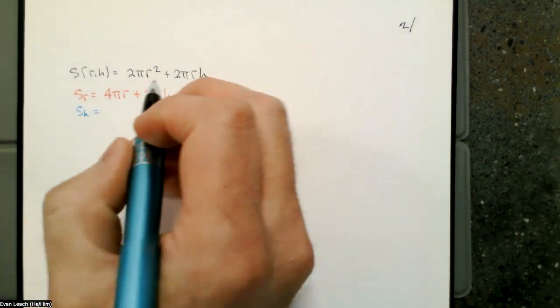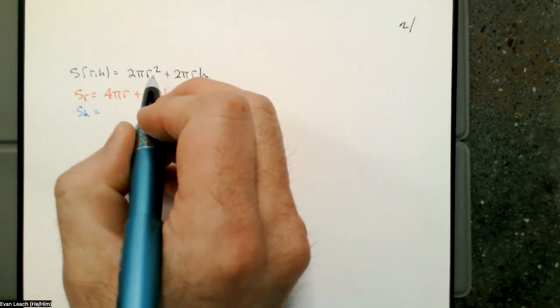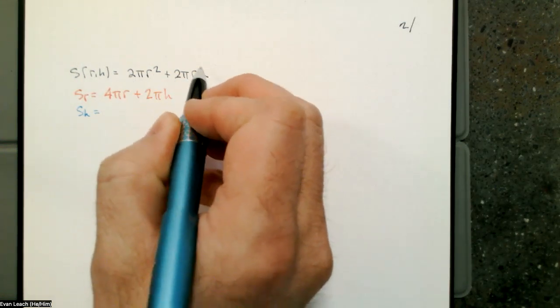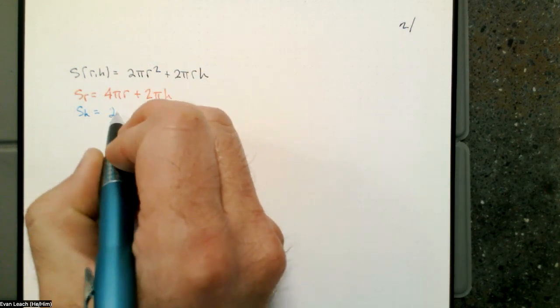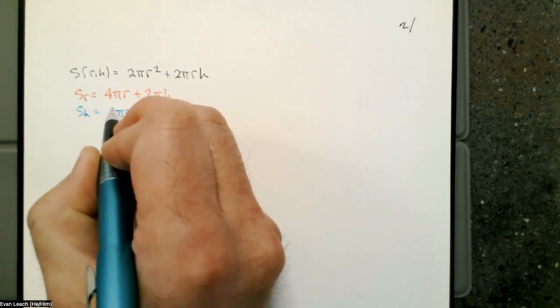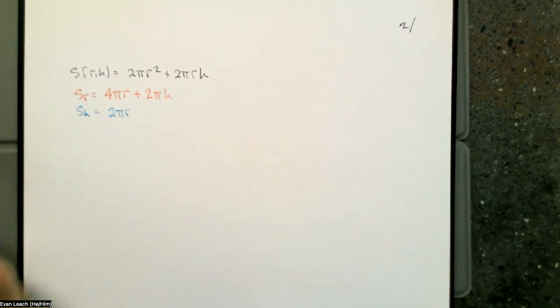When we take the derivative with respect to H, the derivative of 2 pi R squared is 0. The derivative of 2 pi RH, we're taking the derivative of H, which is 1. So we're just left with 2 pi R. If we set these two equal to 0, we find out what we already knew. We're going to have a critical point when R and H are both 0. This is what we already knew.